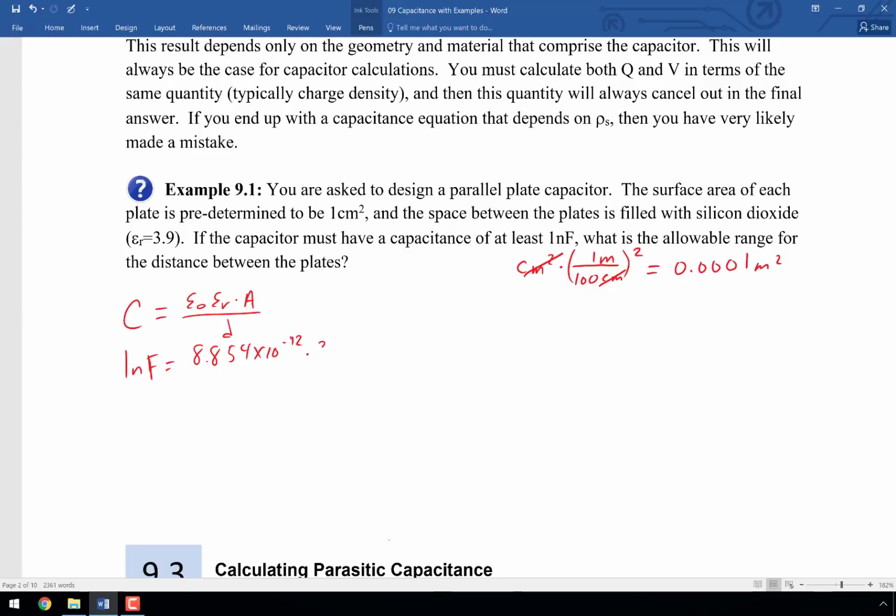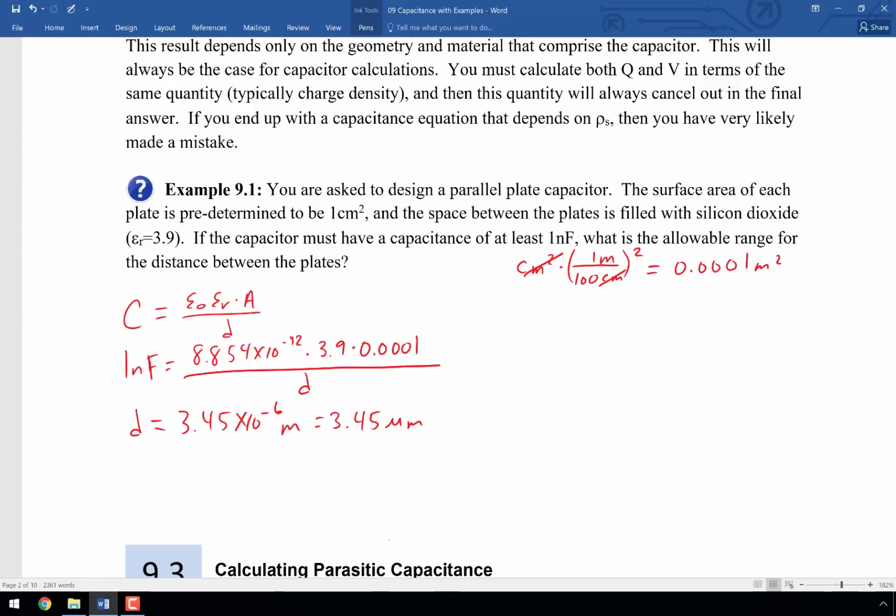This is multiplied by 3.9, and then that is multiplied by the surface area, which is 0.0001 square meters. And that's divided by D. I suppose I didn't need to write the square meters there. That was kind of the whole point that I made earlier. So I can now solve for D, and when I do solve for D, I get that it is 3.45 times 10 to the minus 6th meters, which is 3.45 microns.